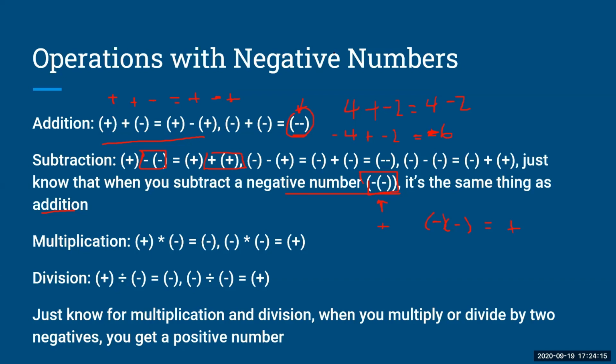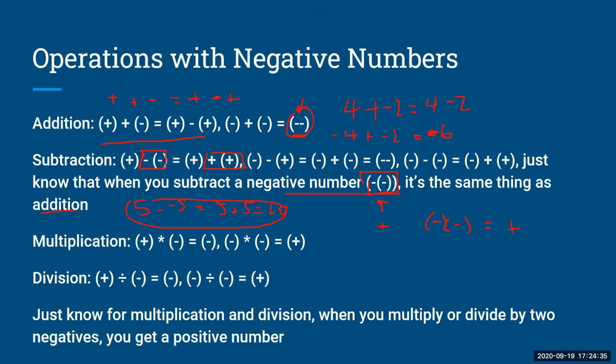All right. Anyways, if you have a positive number and you subtract a negative number, it's the same thing as adding a positive number. So if you had 5 minus -5, it's the same thing as 5 plus 5, which is 10. They all equal 10.